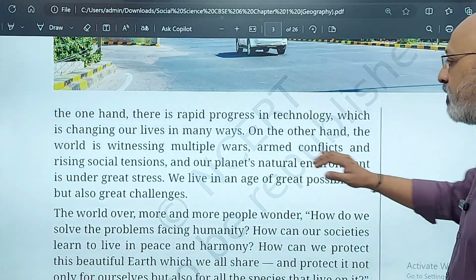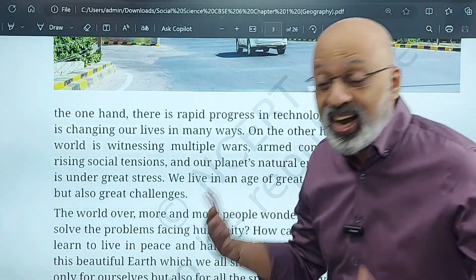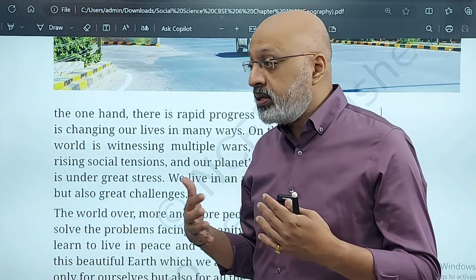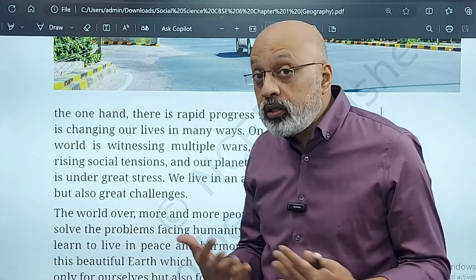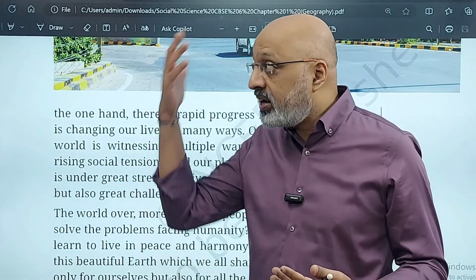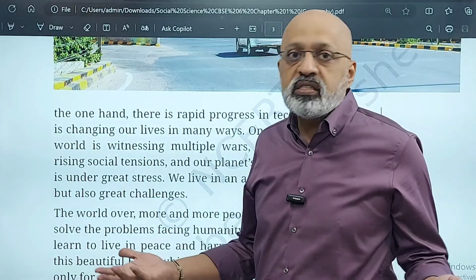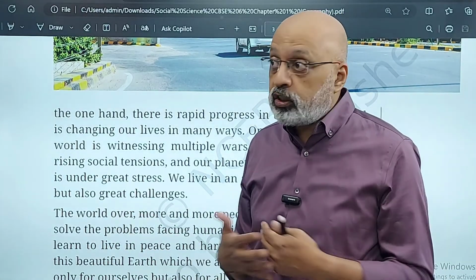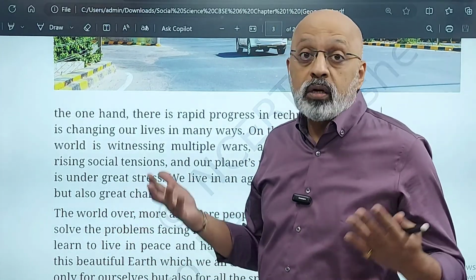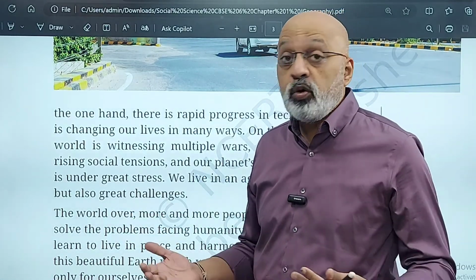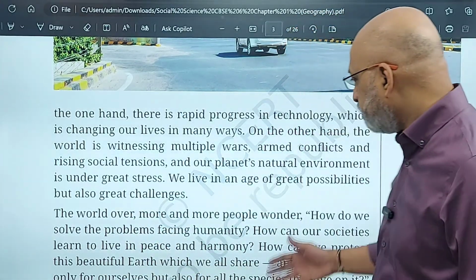Our planet's natural environment is under great stress. There is climate change. There is more carbon footprint. So global warming, all these are real threats. The glaciers are melting. Imagine something happens and countries get destroyed, cities get destroyed, provinces get destroyed. What will you do? We have seen what happens when an earthquake happens. We have seen when a tsunami strikes, right?